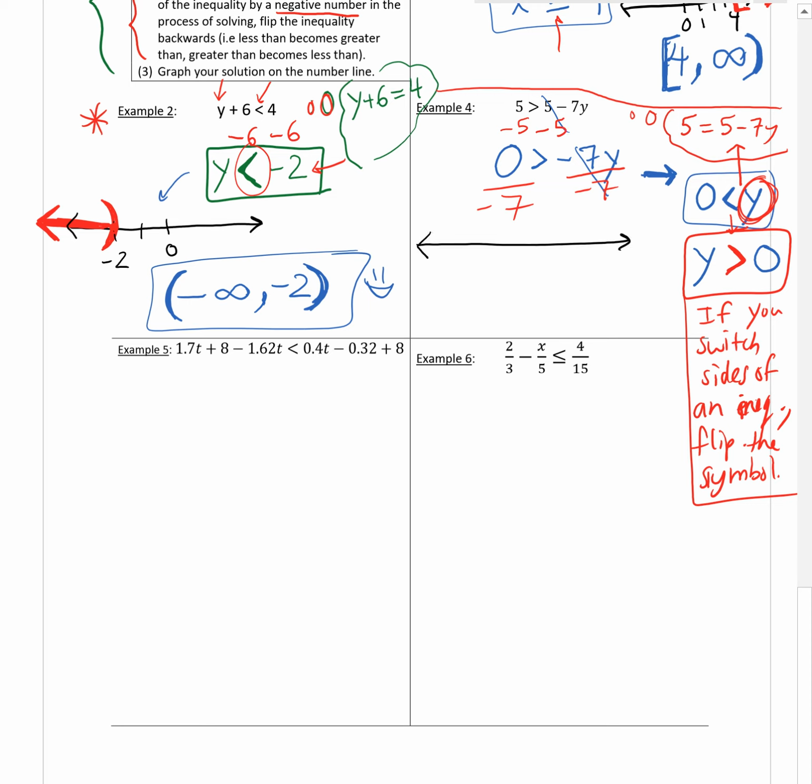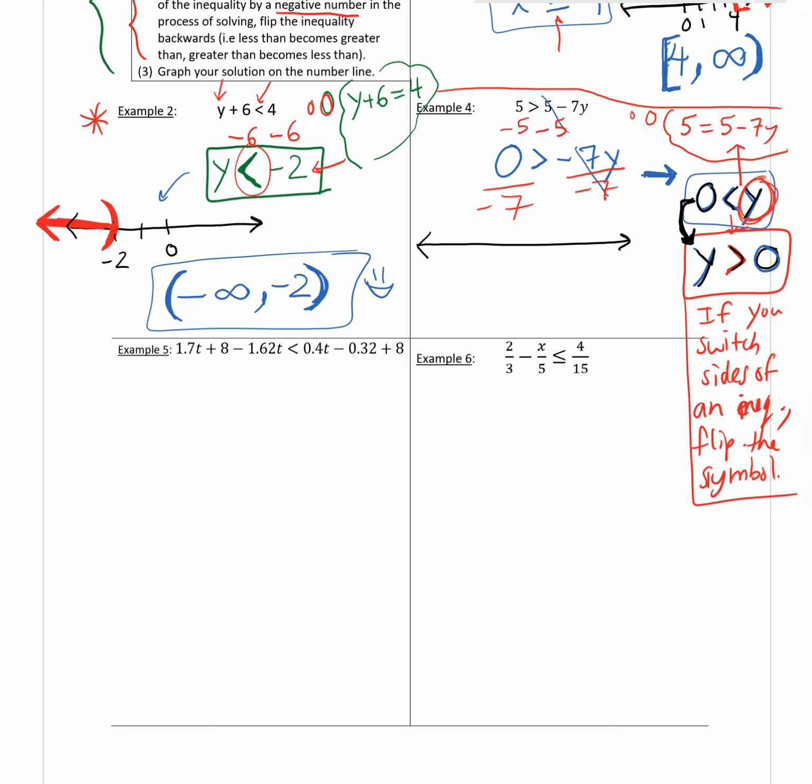Kind of the way I think of it too is, how do we get from here to here? It kind of looks like the mirror image, you know? If I saw 0 less than y, the mirror would show me y greater than 0. It'd be the mirror image of it. So anyway, that kind of helps me remember.